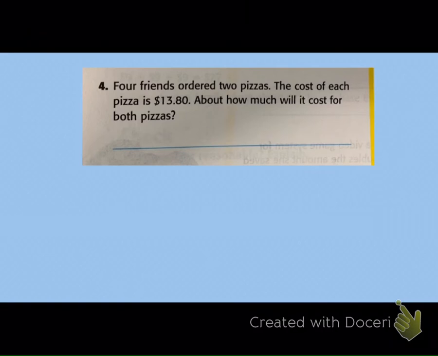All right, number 4. Go ahead and read number 4. Tell me if it's an estimate or an exact. Solve the problem. Pause the video now.